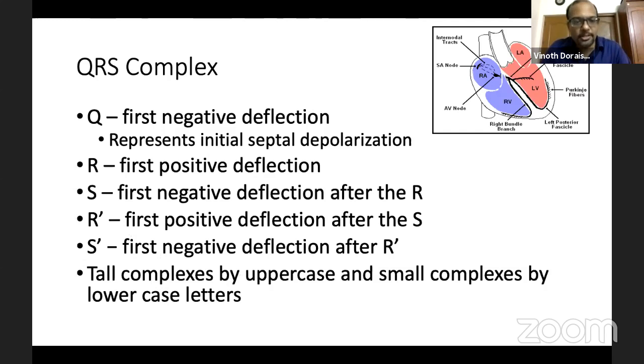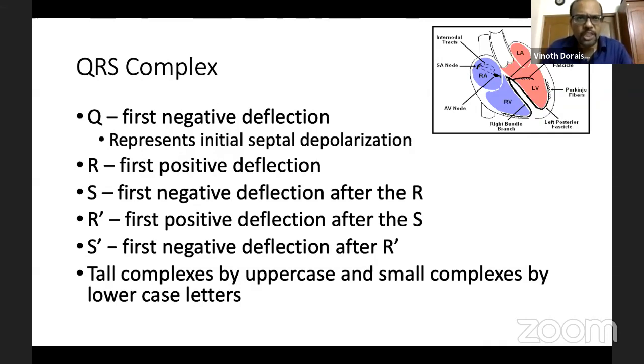So coming to the QRS complex. The QRS complex has different letters. First is the Q wave. The Q wave is the first negative deflection in the QRS complex, which represents the initial septal depolarization. The first positive deflection after the Q wave is the R wave. The first negative deflection after the R wave is the S wave. Then the first positive deflection after the S wave is the R dash wave, and the first negative deflection after the R dash wave is the S dash wave.